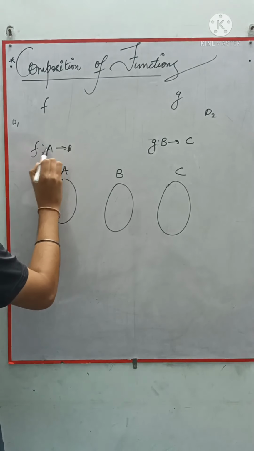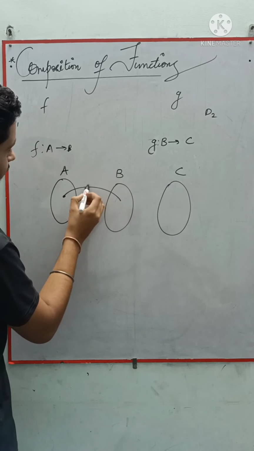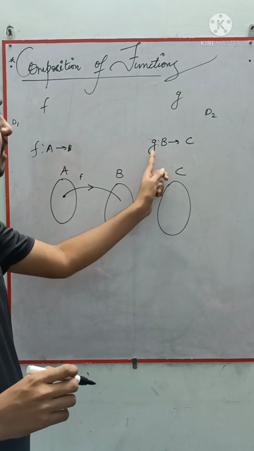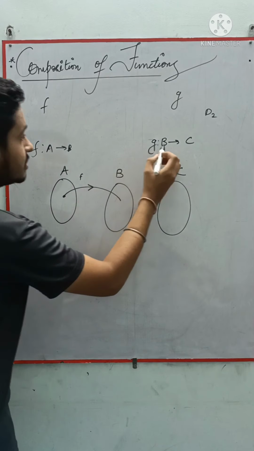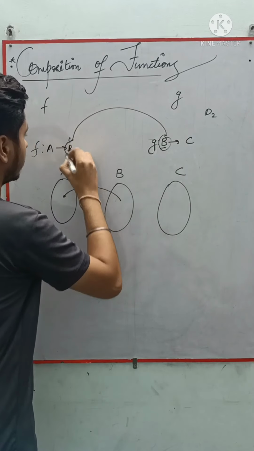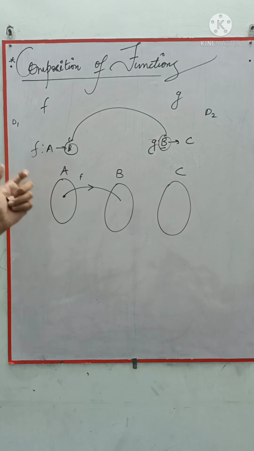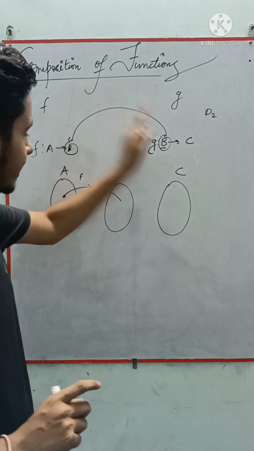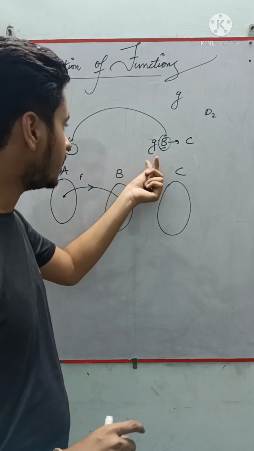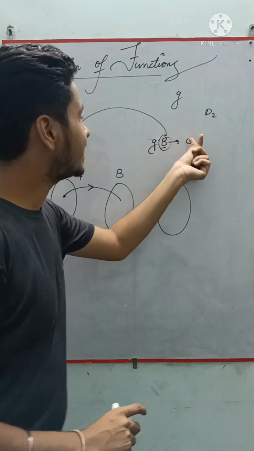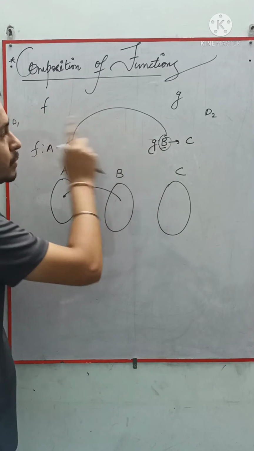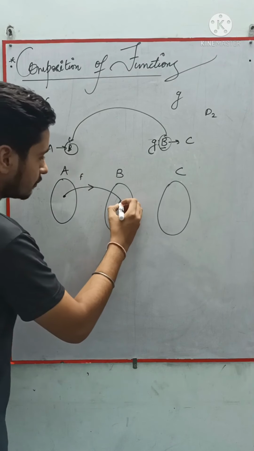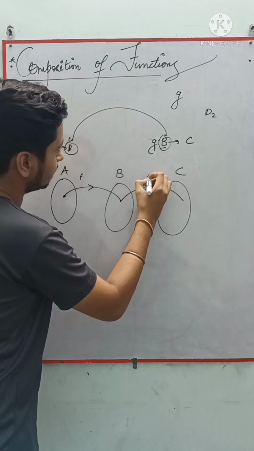Now the function f is going from A to B. And this g function is going from B to C. Are you able to understand that the function is from A to B, and this B is taken by some other function g, where it is going from B to C? That means this B is making a link between these two functions, f and g. So from B it is going to C with some function g.